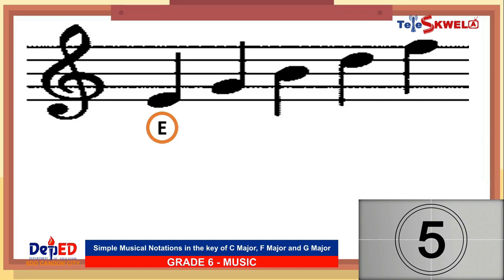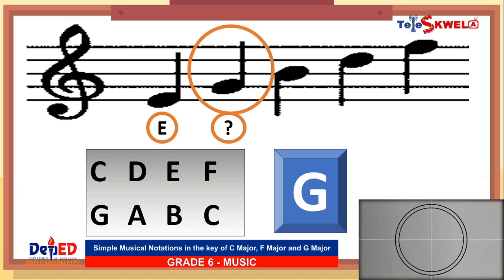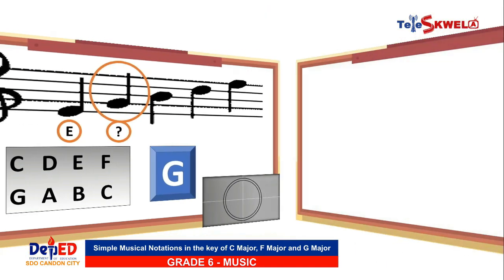If that is E, then what is that? Choices are C, D, E, F, G, A, B, C. And timer starts now. And the answer is G. Next.